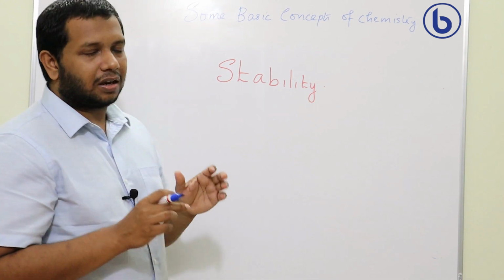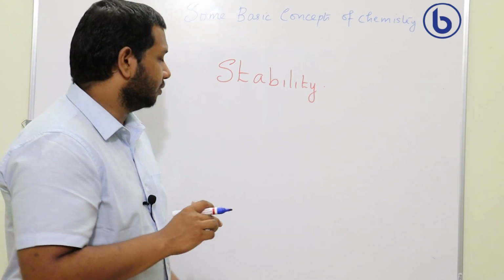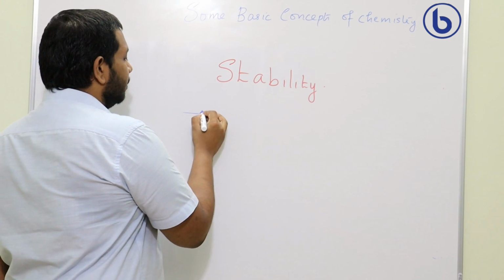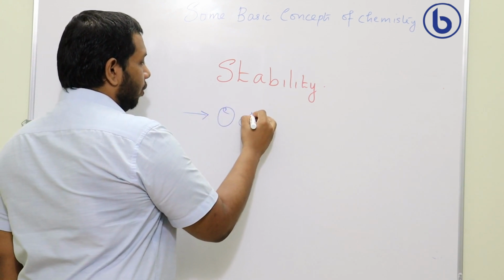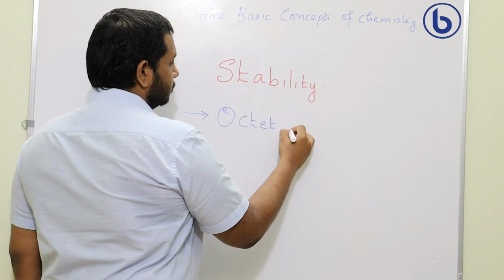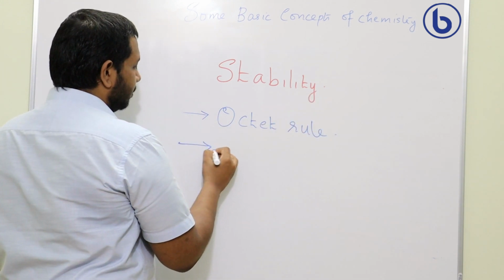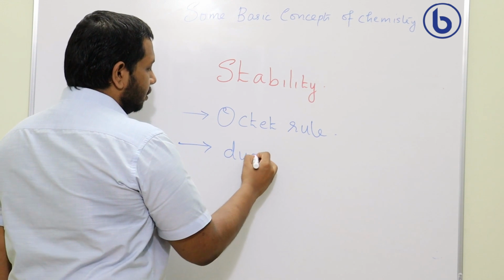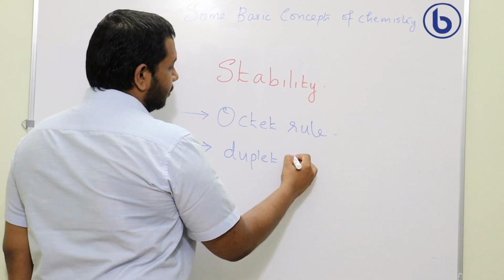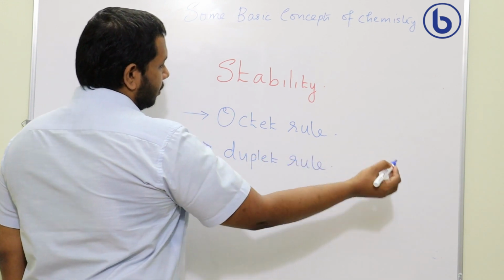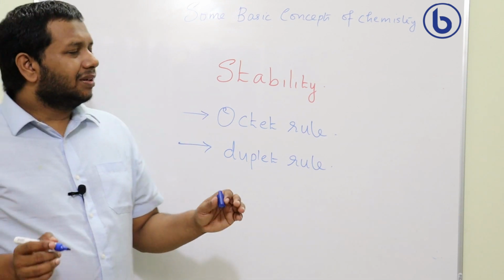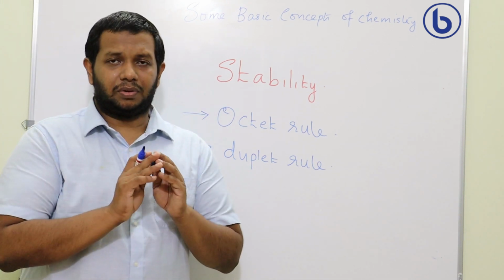I can say there are many rules. The standard rules you might have learned are the octet rule and the next one, the duplet rule. The term octet rule means very simple.